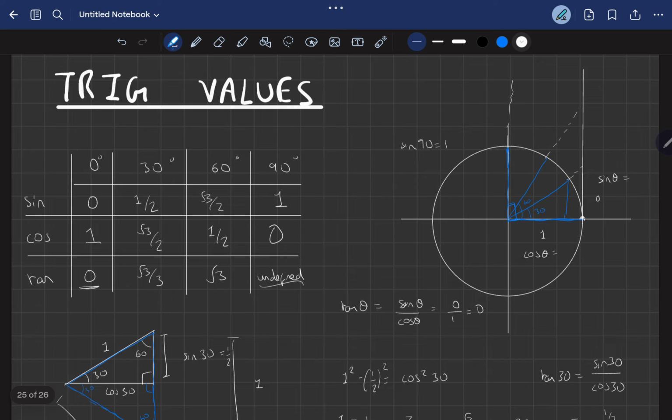Now notice how the sine and cos values just reverse as we go along. First it's 0, half, root 3 over 2, 1. And cos is just the opposite: 1, root 3 over 2, half, 0. That's important, and I'll explain why in future videos.